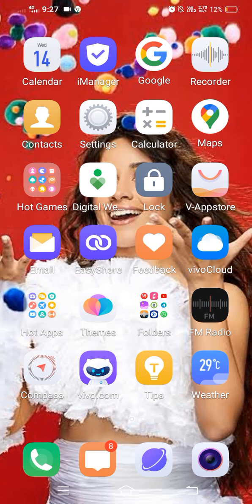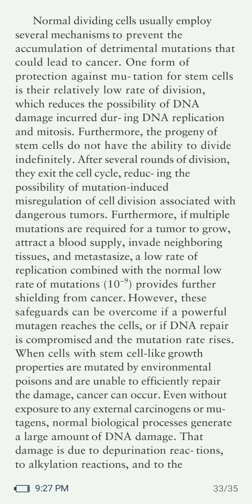Normal dividing cells usually employ several mechanisms to prevent the accumulation of detrimental mutations that could lead to cancer. One form of protection against mutations for stem cells is their relatively low rate of division, which reduces the possibility of DNA damage incurred during DNA replication and mitosis. Furthermore, the progeny of stem cells do not have the ability to divide indefinitely.